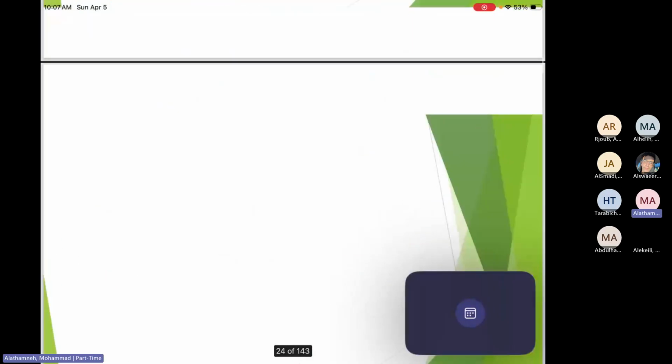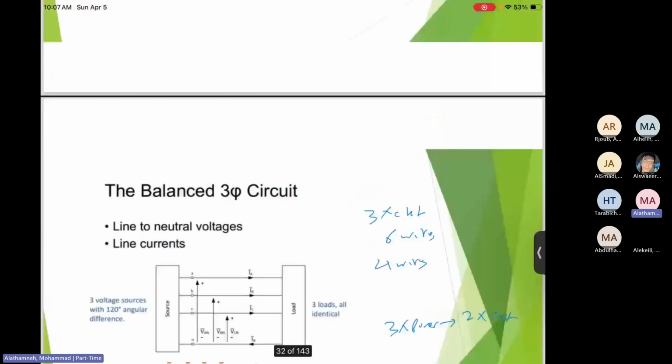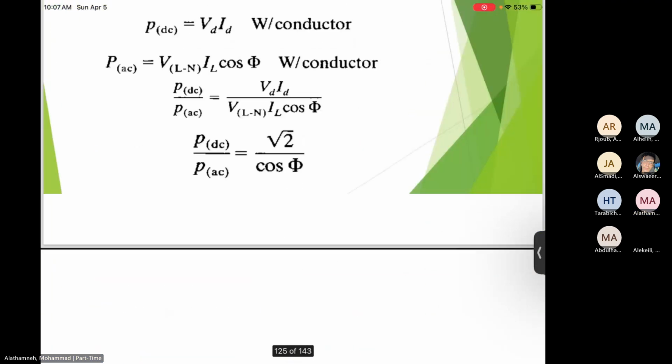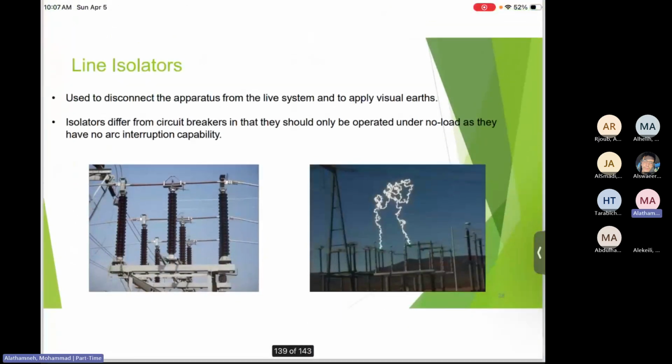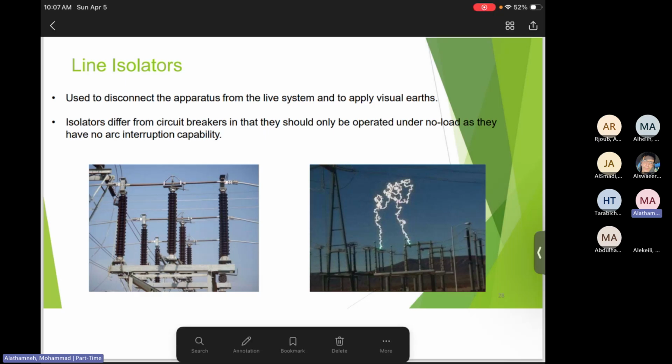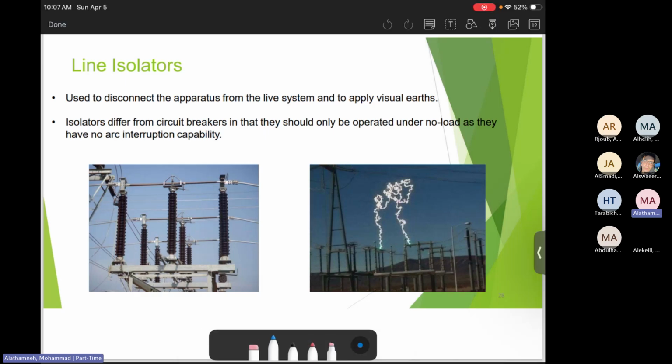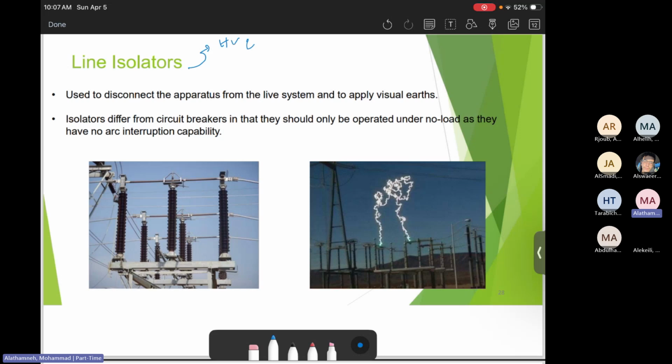Okay, I think last lecture we stopped at the isolators. So the line isolators. Again, what's the purpose of using line isolators? It is just to provide a visual disconnection from the power. The line isolators are only in high voltage and extra high voltage.